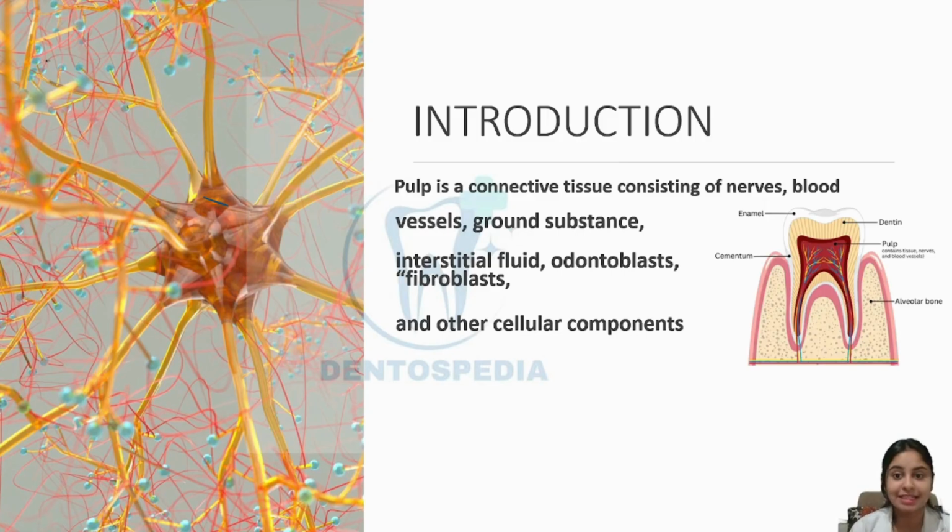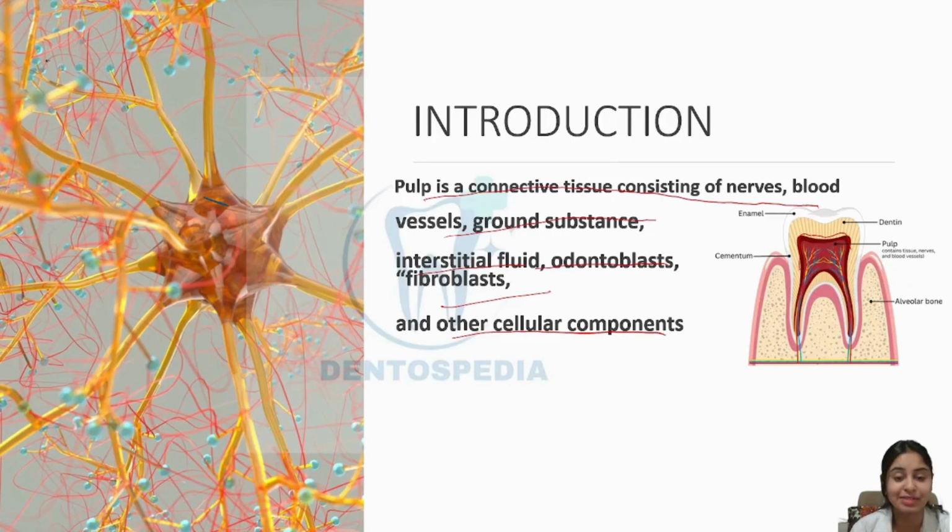Dental pulp is a connective tissue. It's a soft vital connective tissue which is located in the center of the tooth, and it is enclosed within the rigid walls of the dentinal walls. Even though it looks very small, it performs some of the most important functions that keep the tooth alive and healthy. So the definition of the pulp is the connective tissue consisting of nerves, blood vessels, ground substance, interstitial fluid, odontoblast, fibroblast and other cellular components.